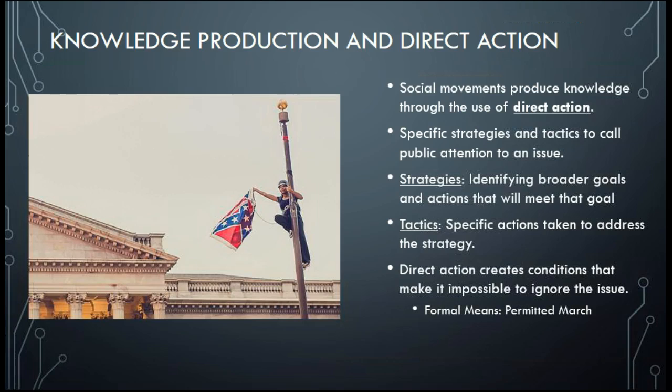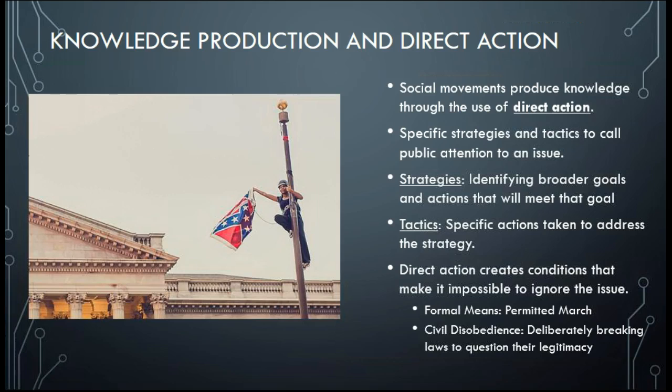And so direct action can be through formal means, like a permitted march, like going through the city and getting a permit to have a march or have a rally. Or it can be what's called civil disobedience. And so this basically means deliberately breaking a law in order to get people to question the legitimacy of that law.